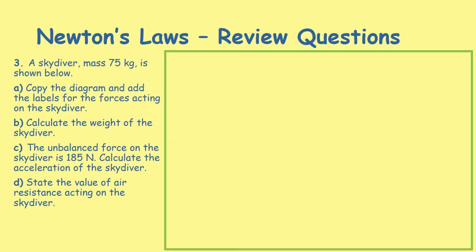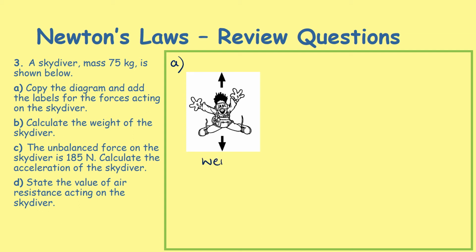We've got quite a few questions to go for here, so let's just go for our first one. Copy the diagram and add the labels for the forces acting on the skydiver. We have our picture of our skydiver just here, and we've got two arrows, so we're just going to be putting in two forces. The force downwards on the skydiver is their weight. So that's the only force we need to put in just here. And the force acting opposite to the weight is air resistance. So that's our first part done.